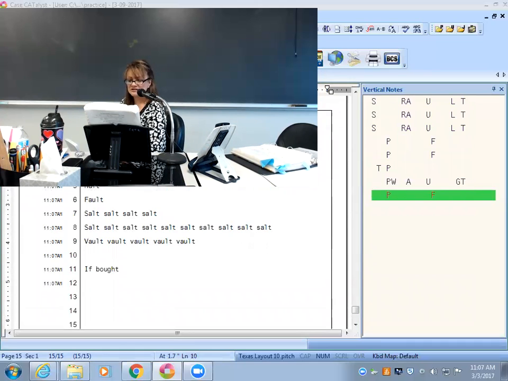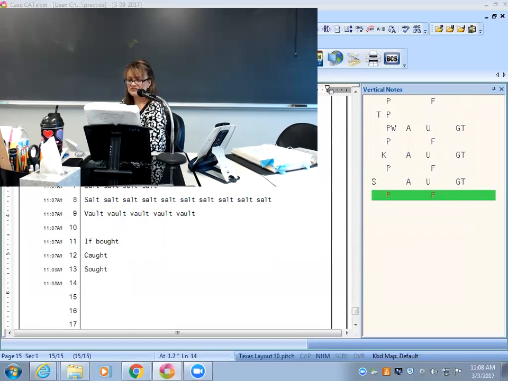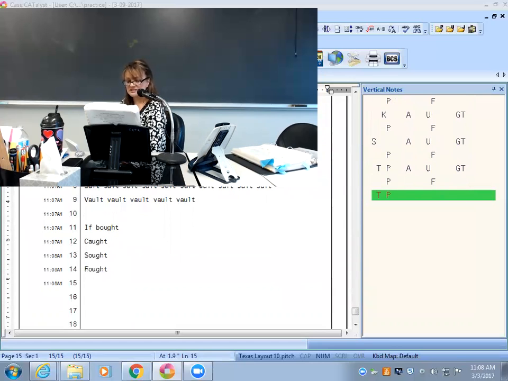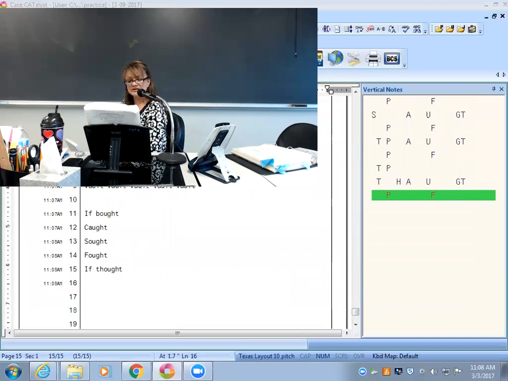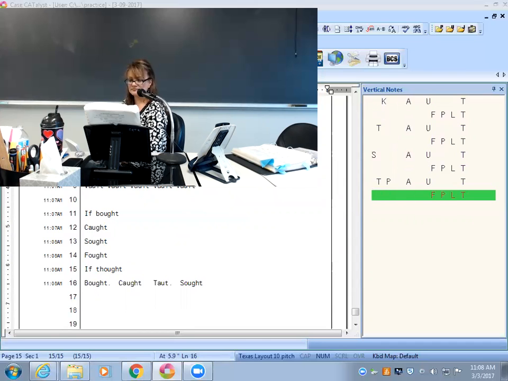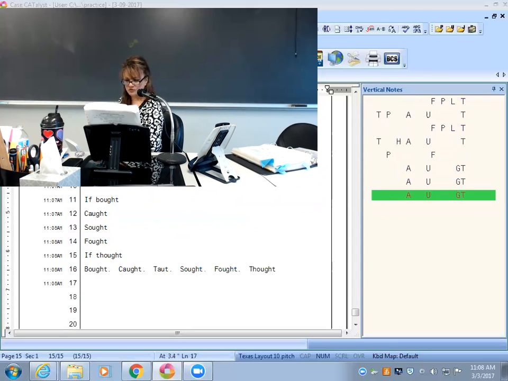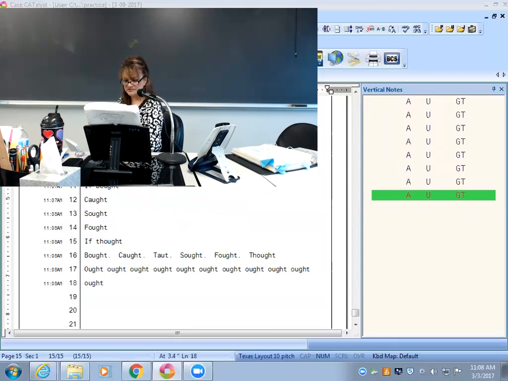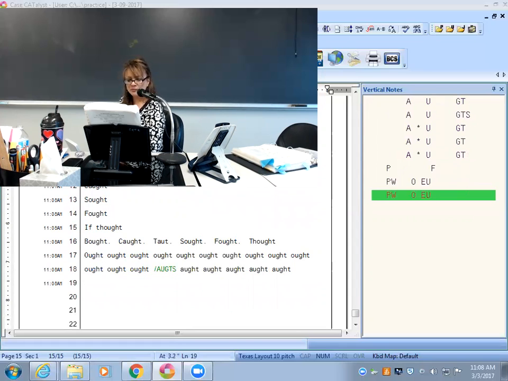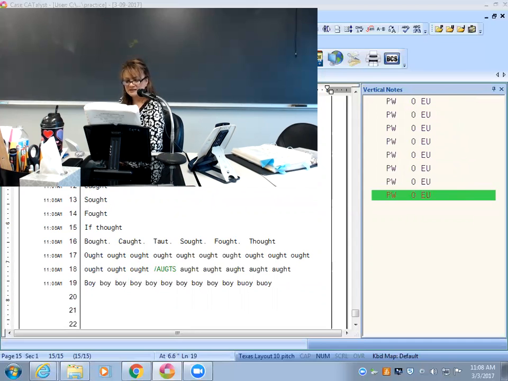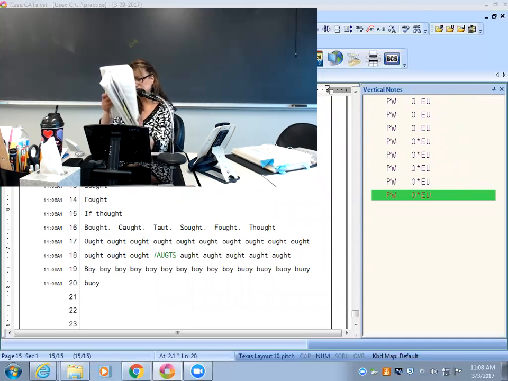Okay, so bot, caught, sought, fought, thought. So is it wrong if you don't put in the G? Of course not. So you have bought, caught, taught, sought, fought, thought. Okay? However you want. And then you've got I ought to go, and then ought with the A. Okay? Just make sure you know the difference. Boy, the boy was here, and then boy, the buoyancy. Put the asterisk because you're not going to hear that one as often.